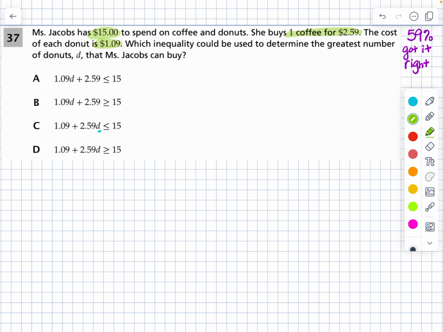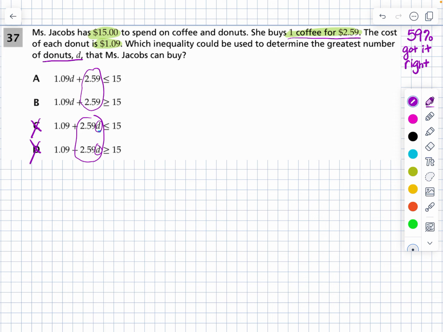So we're really talking about changing the number of donuts that she can buy with this $15. Because she already is buying one coffee, that's going to be like a constant number. So both of these look good. They've got the coffee associated with the variable D, which is supposed to be donuts. So we're not going to multiply the price of the coffee times the number of donuts. It doesn't make sense. So these two we can mark off right off the bat.